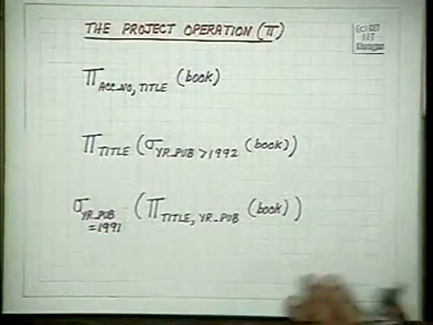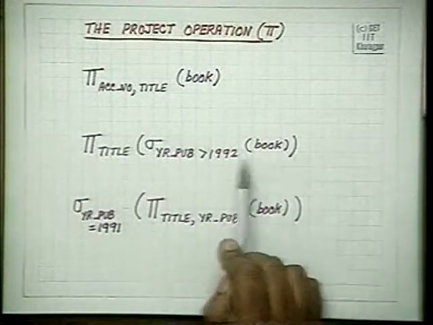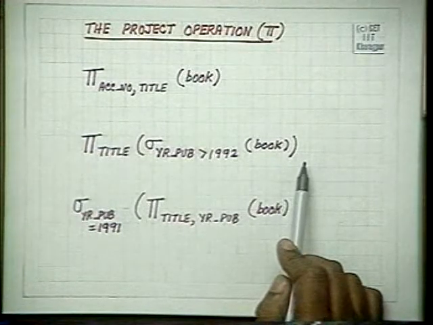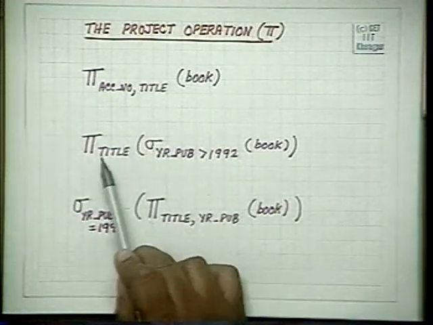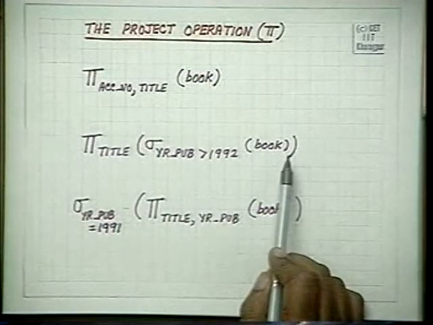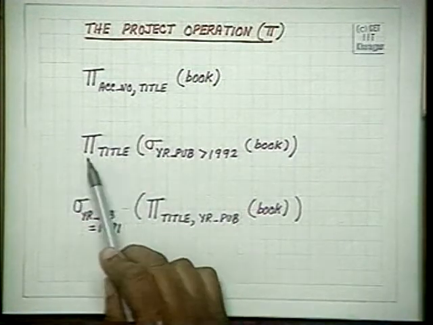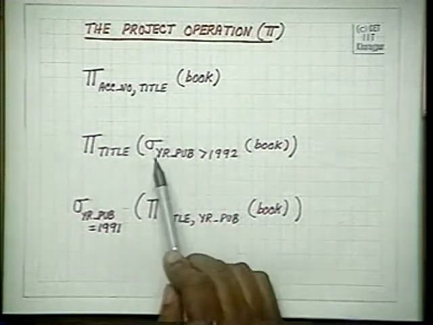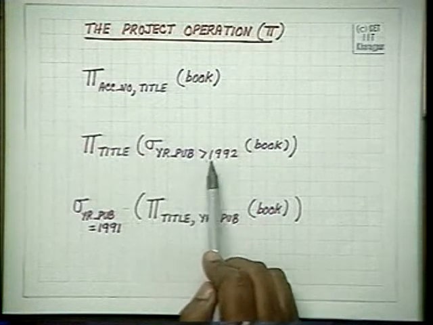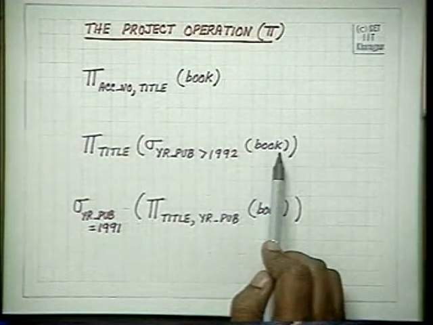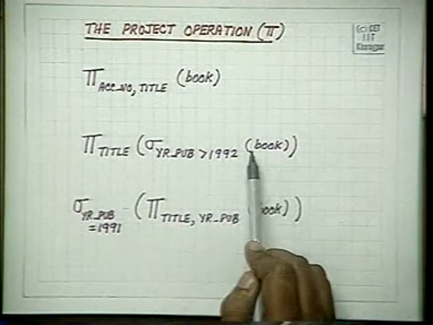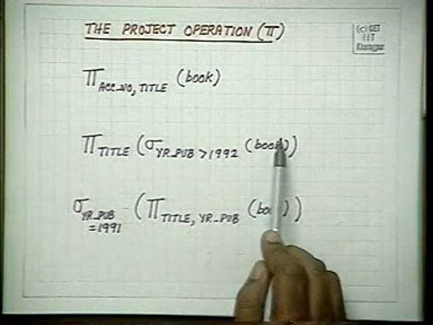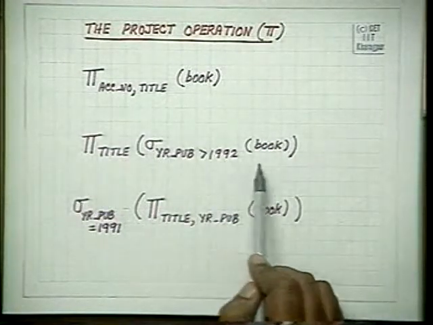Let's see 2 more examples. This is an example which combines both select and project. It is a nested query which says pi title, that is, project out title from which relation? The relation that is formed out of selecting year of publication greater than 1992 of book. So from the book relation, we will first select out all tuples having year of publication greater than 1992.